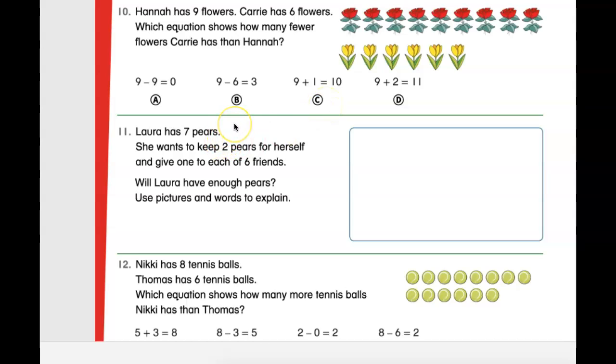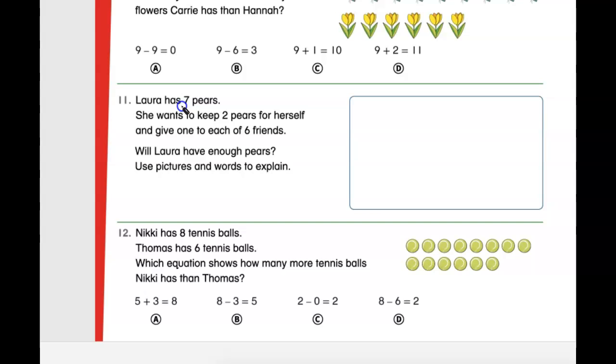Number 11 says Laura has 7 pears. She wants to keep 2 pears for herself and give 1 to each of her 6 friends. Will Laura have enough pears? And then you can use pictures or words to explain in the box. So if Laura has 7 pears, she wants to keep 2 for herself and also give 1 to each of her 6 friends.